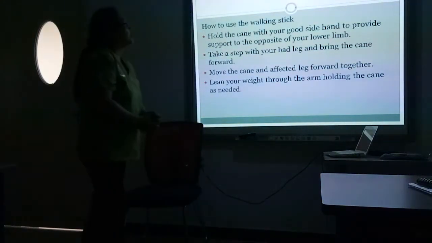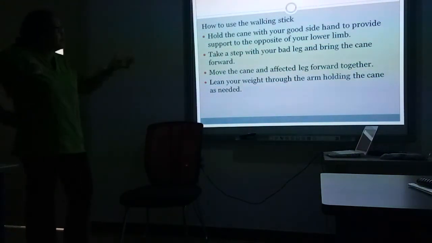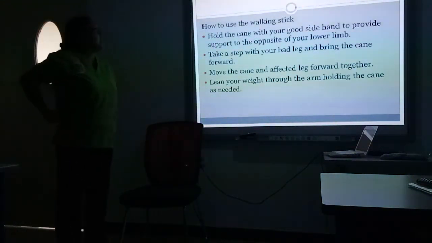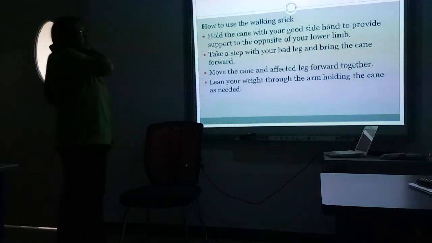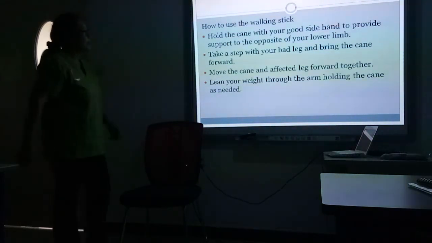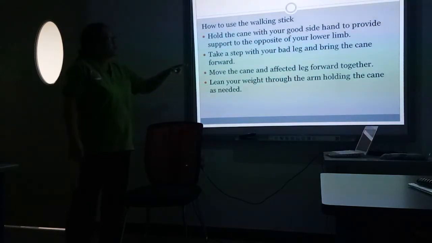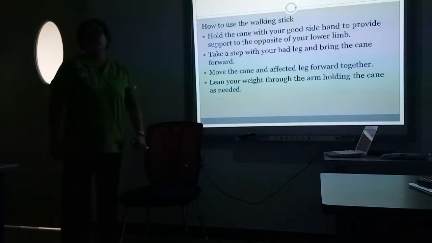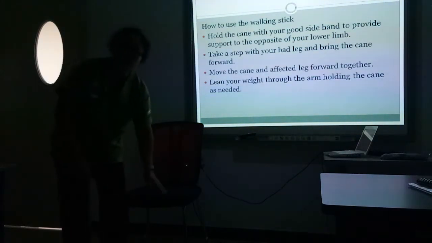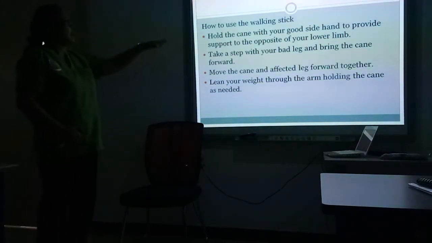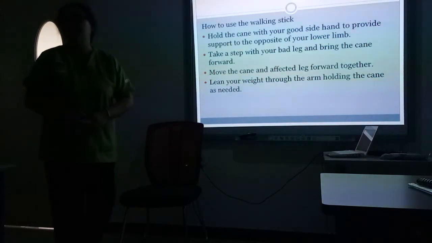How to use the walking stick. Kasi, hold the cane with your good side hand to provide support to the opposite lower leg. Take a step with your bad leg. Okay. So, yung halimbawa, ito yung injured. Okay. And bring the cane forward.